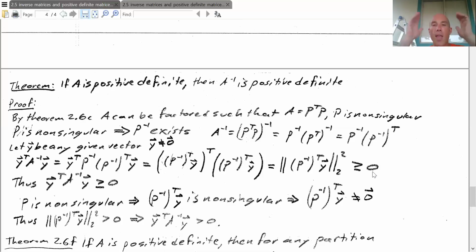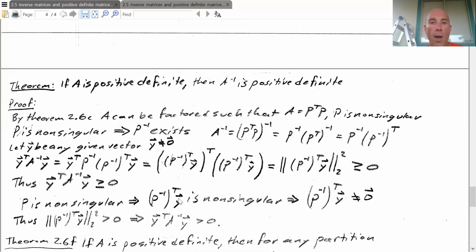Made it this far. Now we just have to show it can't be equal to 0. So y transpose A inverse y is greater than or equal to 0. So far we've shown that A inverse is semi-positive definite. We want to take that ball across the goal line and make it into positive definite. Okay, so P is non-singular. Oh, so this should just be P inverse transpose.